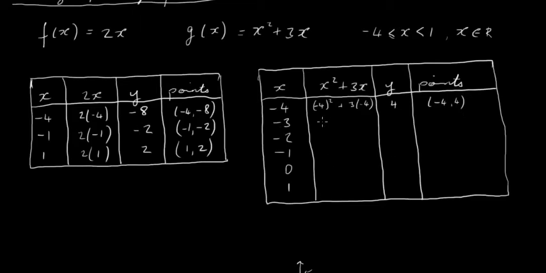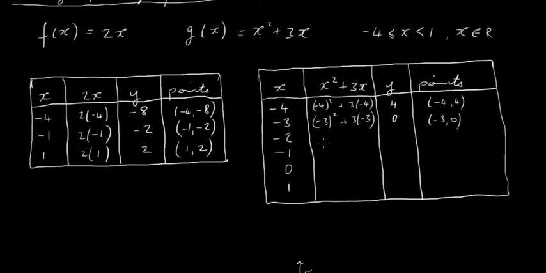Now we've got to put in -3. So it's -3, and we're going to square that, plus 3 times -3. So -3 squared is 9. 3 times -3 is -9. So 9 minus 9 is just 0. So my second point is (-3, 0).